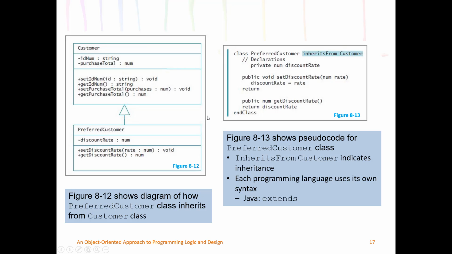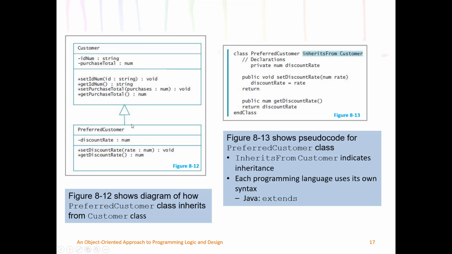Now, what if I want to create a preferred customer class? Now I can start all over again and put in ID numbers and purchase totals and set ID number and get ID number and set purchase total and get purchase total. Or I can just inherit it. And here is a flow chart showing the preferred customer. It inherits, the arrows going up, from customer.